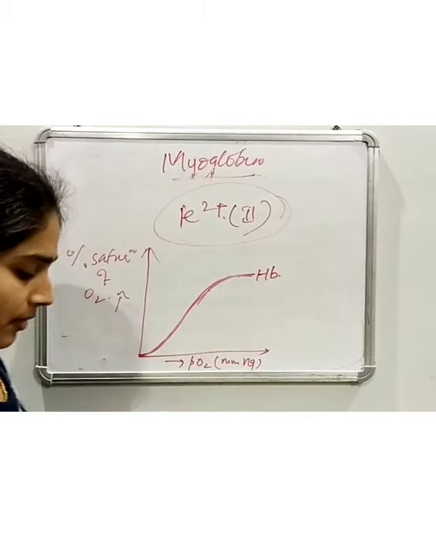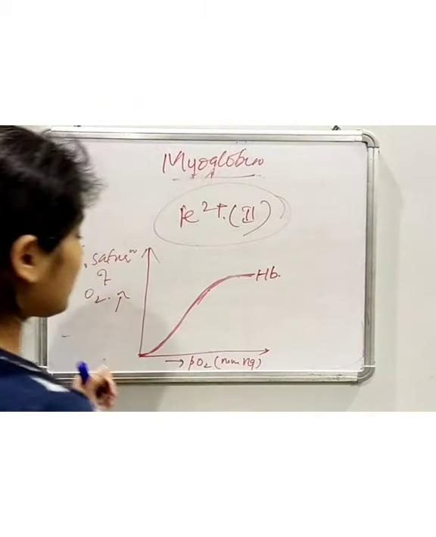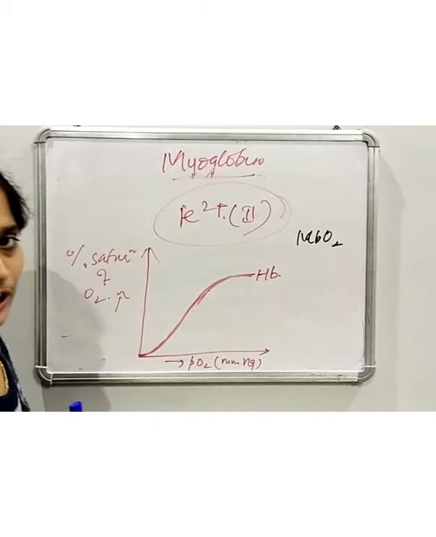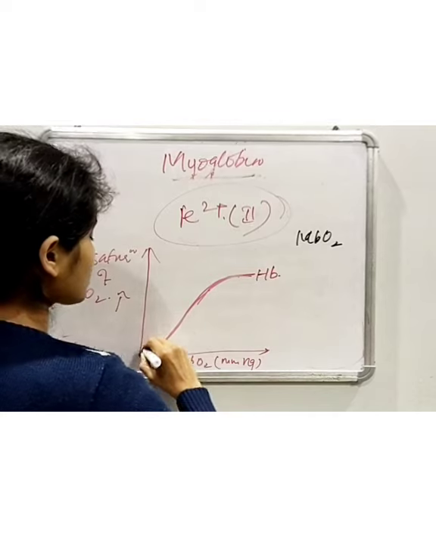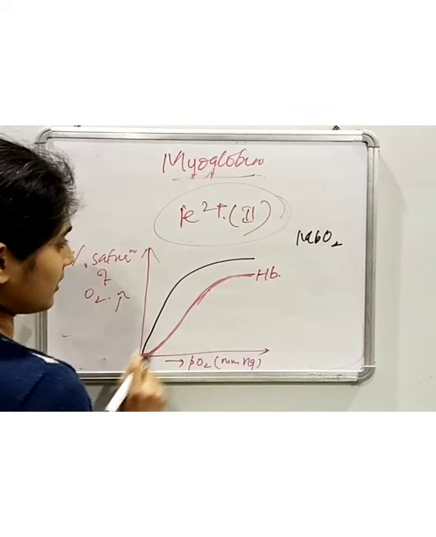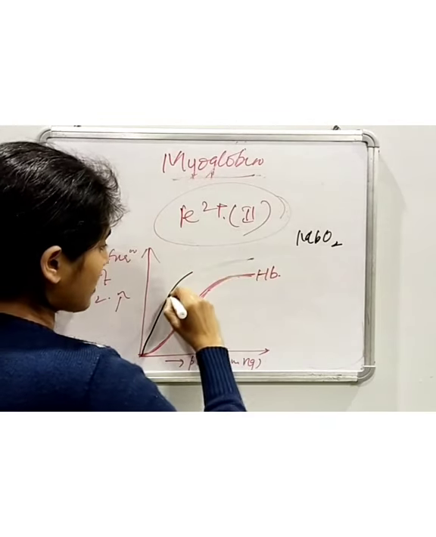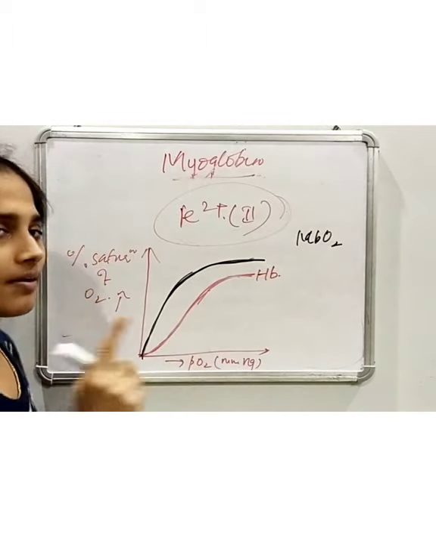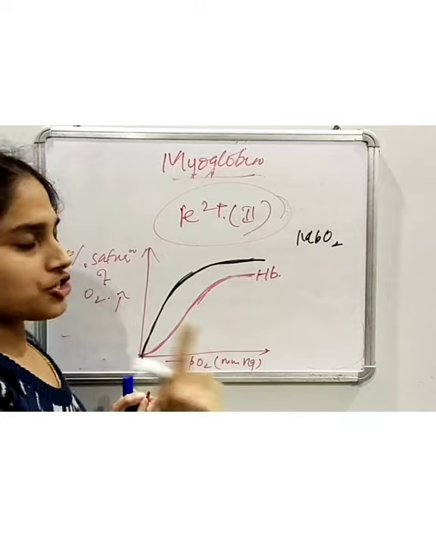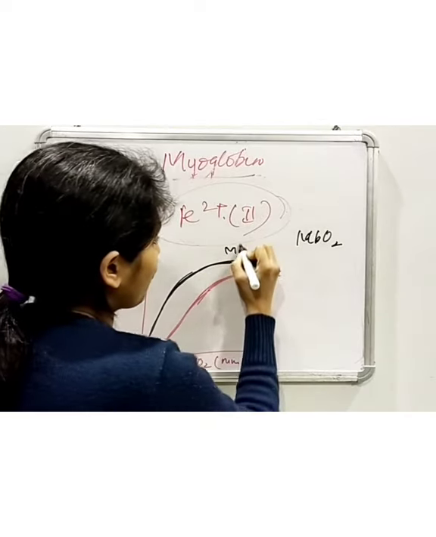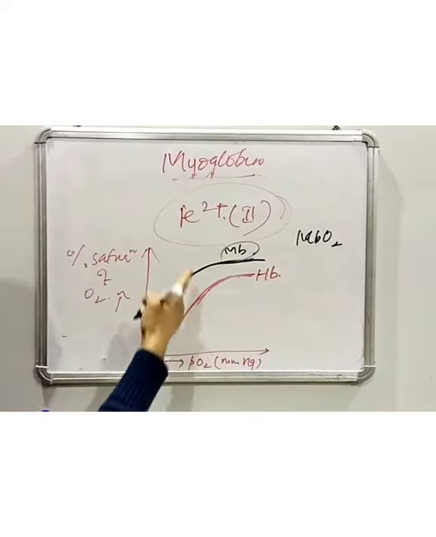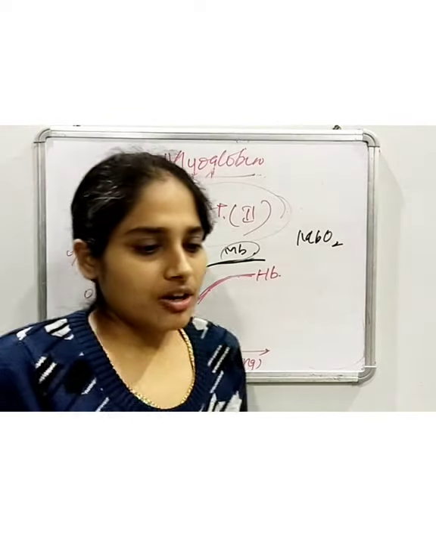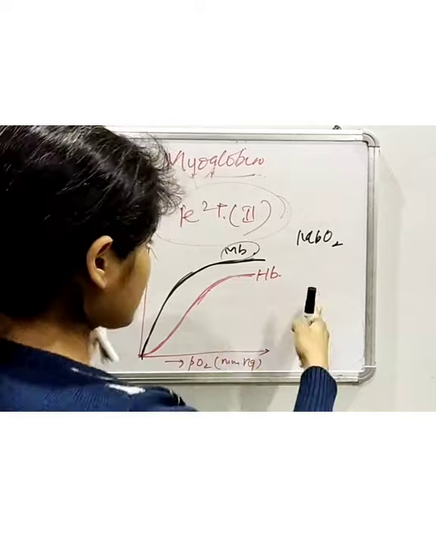This is for hemoglobin, whereas in the case of myoglobin, because myoglobin binds to only one molecule of oxygen, the curve is hyperbolic. Okay, so it's like this. Because there is only one oxygen molecule binding to myoglobin. So this is for myoglobin. This is the difference between hemoglobin and myoglobin binding to oxygen.